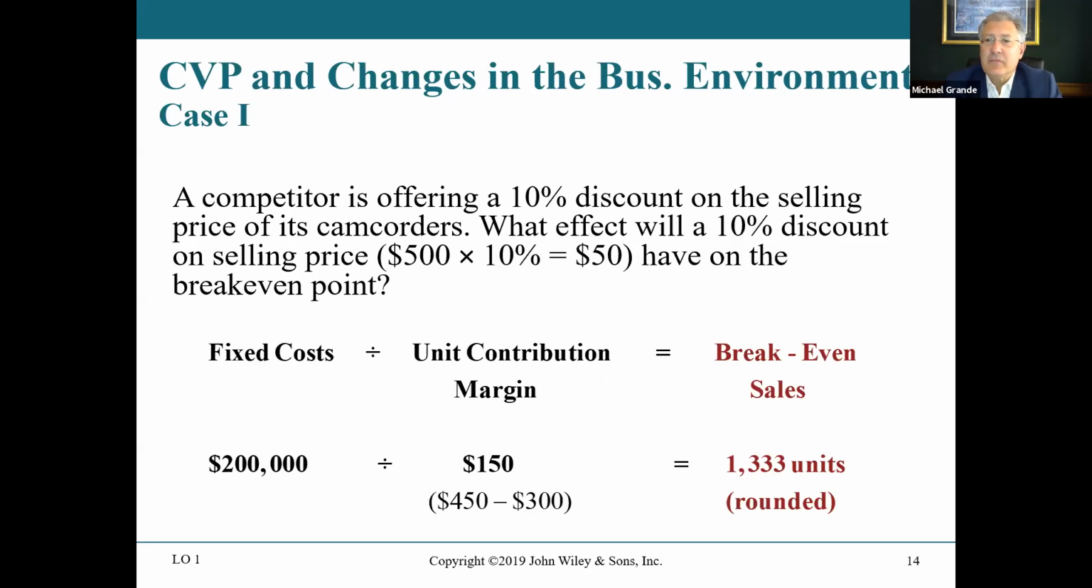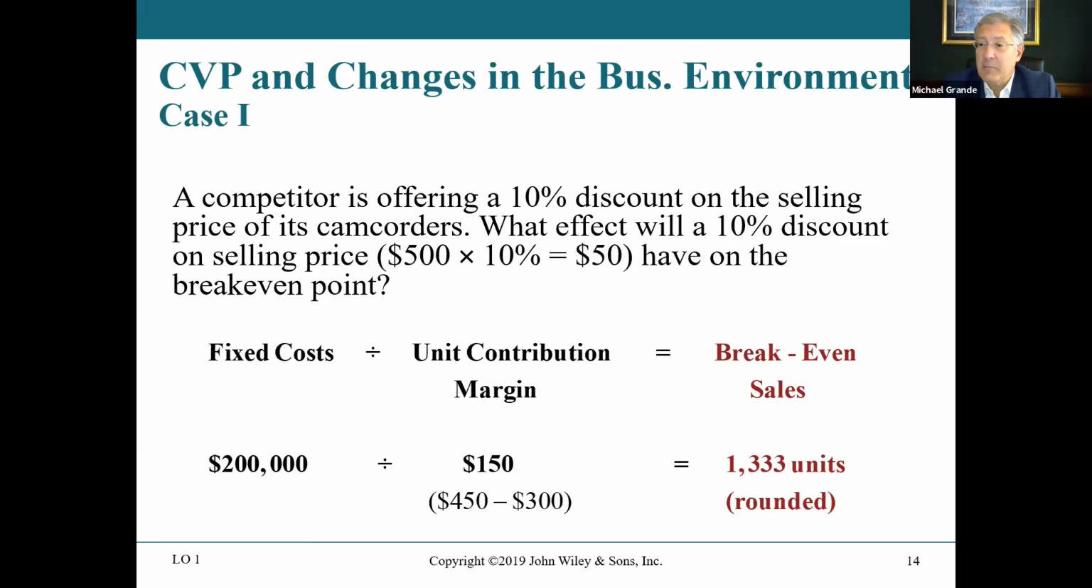So here are some variations. A competitor is offering a 10% discount on the selling price of its camcorders. What effect will a 10% discount on selling price have on break-even point? So what if Vargo decides to match the selling price by discounting their sales price by 10%? Sales price per unit is $500. A 10% discount would be $50.